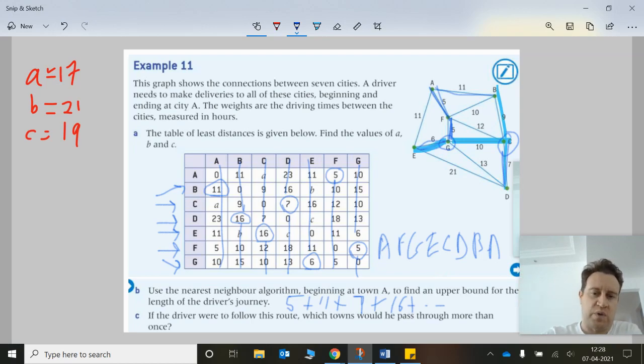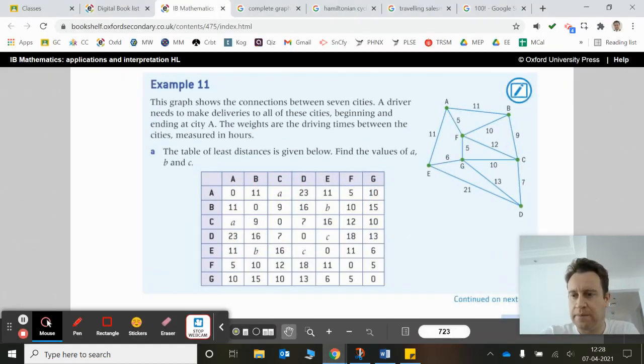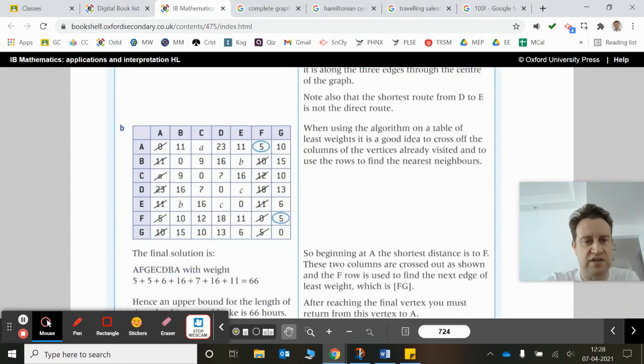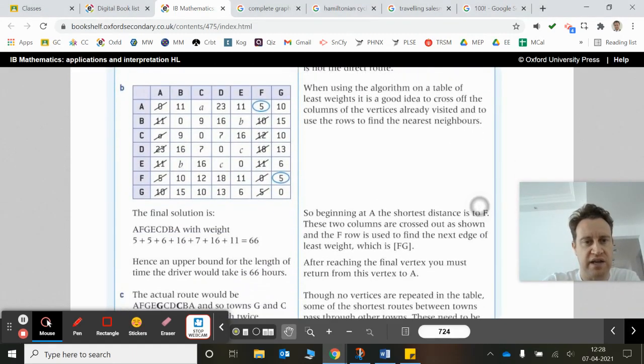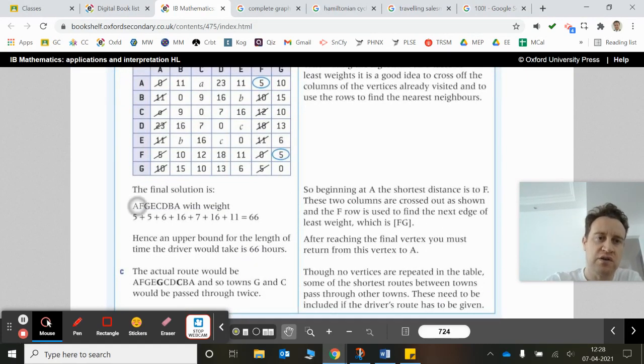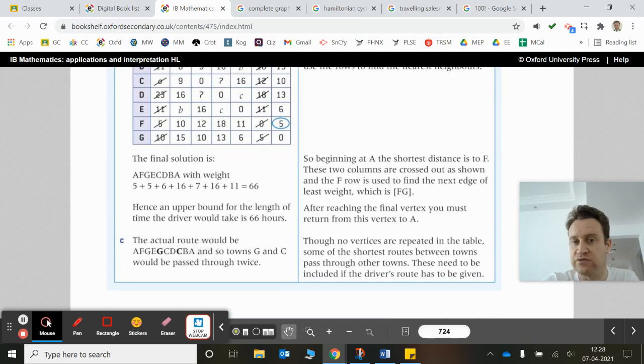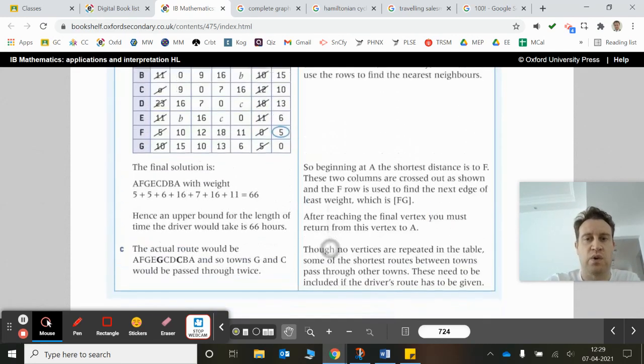Okay, well that's that done really. I think we are done with that. There's the answers. You can see they've done exactly the same here as well. They've come up with the solution. So it's important to write down your solution as well. That shows that you've completed the algorithm correctly, and they've added things in order. Perhaps I should have done that as well. And they've gone with the actual route there as well. So they've listed the actual route to show that G and C are actually passed through twice.